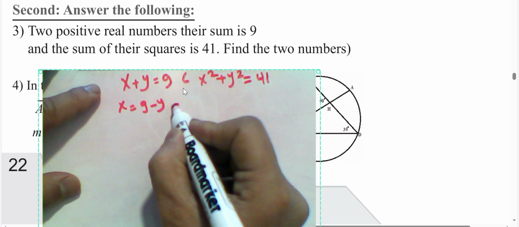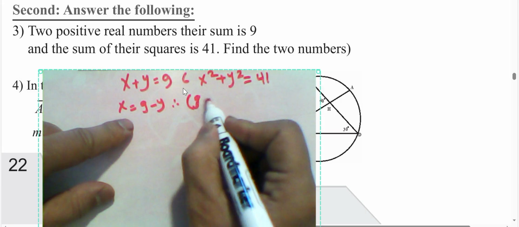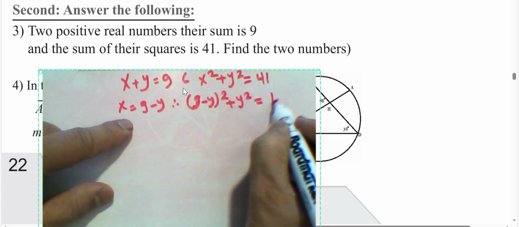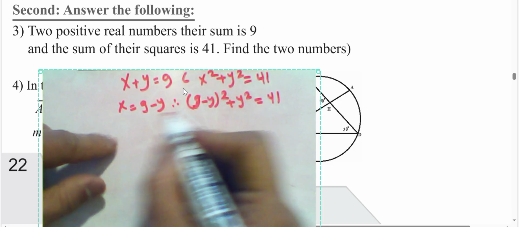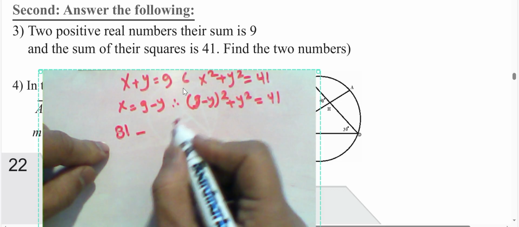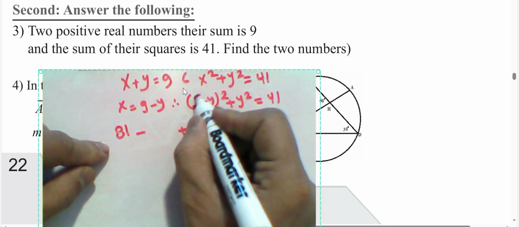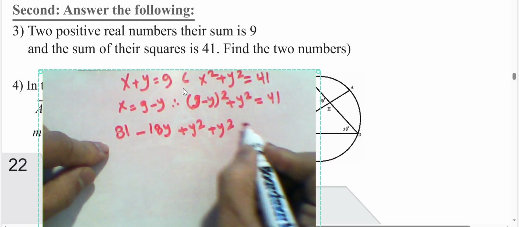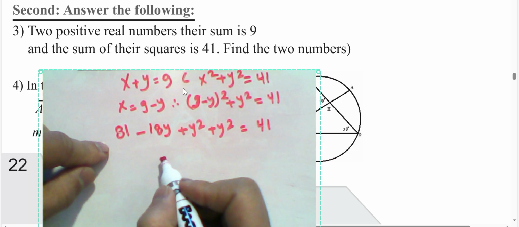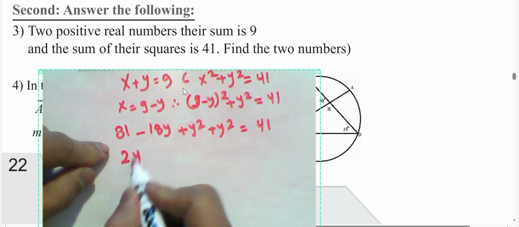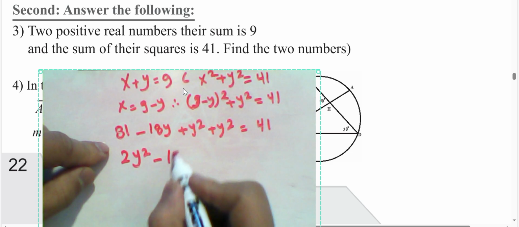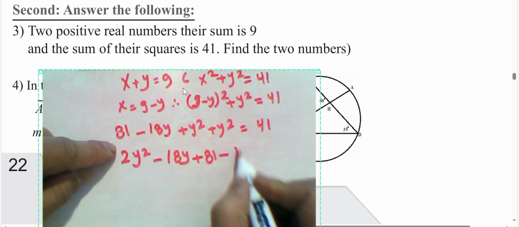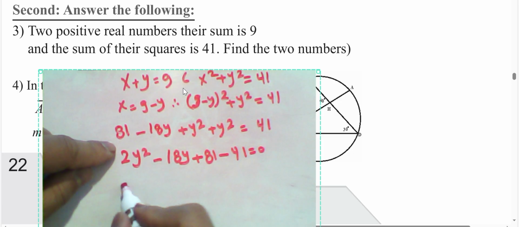x is 9 minus y. Put the value of x, it will be (9 minus y) power 2 plus y power 2 equals 41. 9 power 2 will be 81. Right, positive here, y power 2. 2 times 9, 18, right? Negative 18y plus y power 2 equals 41. y power 2 plus y power 2 is 2y power 2. And here negative 18y plus 81 subtracted by 41 equals 0.